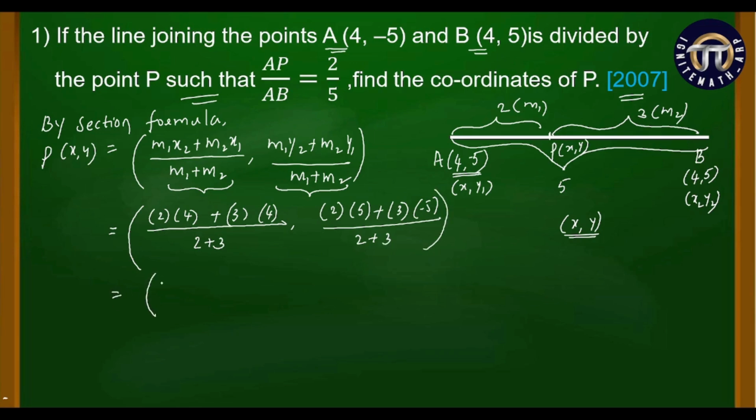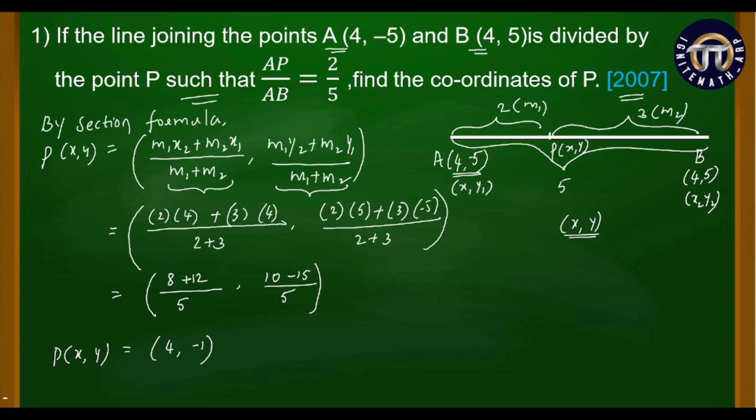So now I'll get this as 2 into 4 is 8, 3 into 4 is 12, divided by 5, then 2 into 5 is 10, 3 into minus 5 is minus 15, divided by 5. So it is going to be 20 divided by 5 is 4, then 10 minus 15 is minus 5 divided by 5 is minus 1. So this is the coordinate of P, which is dividing the line segment joining A and B in a particular ratio. Is that clear, children?